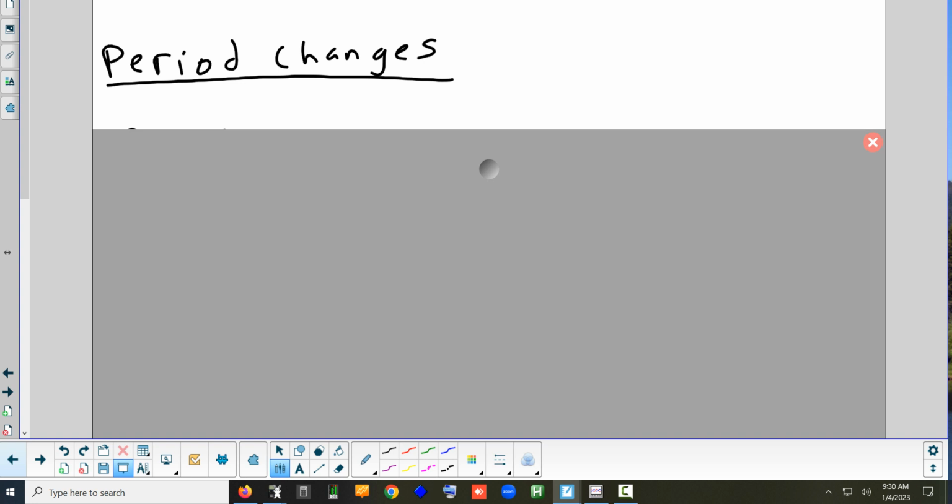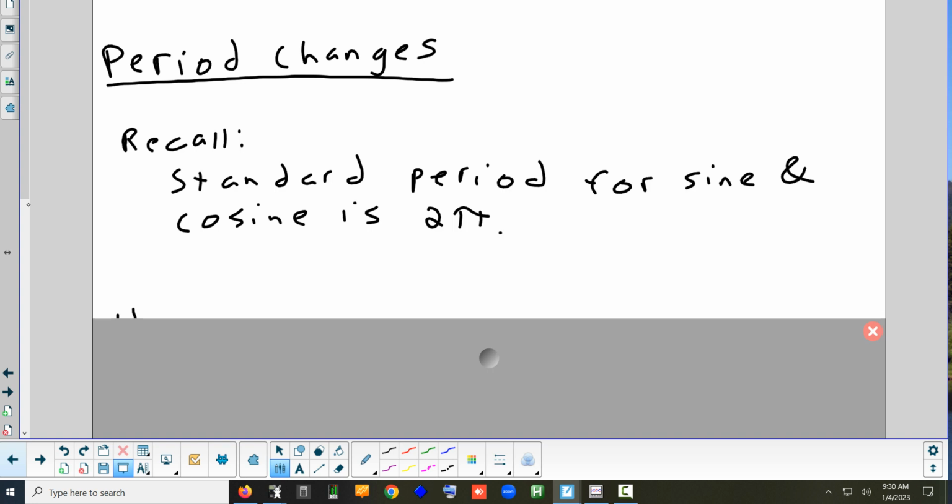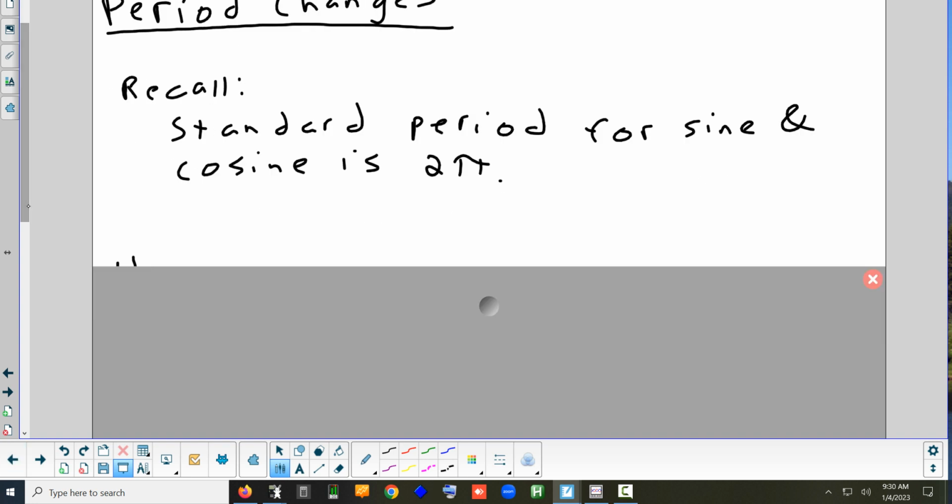We're going to stretch or compress it. And knowing what the standard period is going to help you to figure out the new period. So like the last type of graph, I'm going to ask you a question on the test that's not a graphing problem. It's just going to be a question about looking at the equation, except we're not going to look at the amplitude this time. We're going to look at the period.